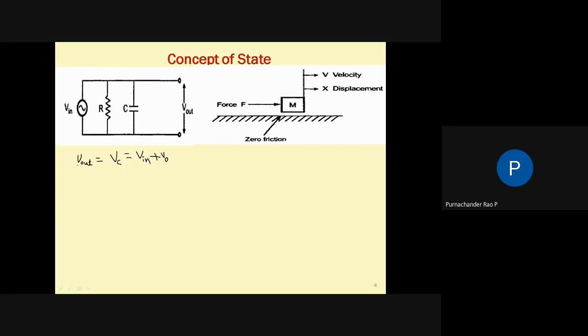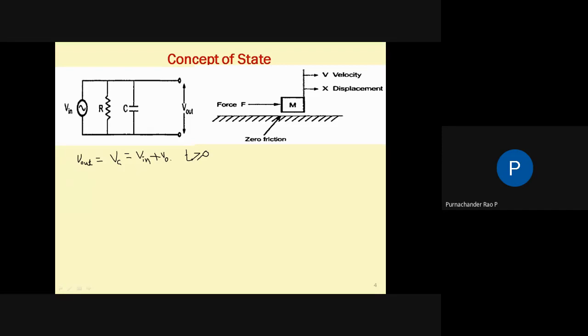So your output will vary with respect to time, for t greater than or equal to 0, as the time progresses. So your input alone is not giving the output voltage. If there is no initial voltage across the capacitor, then your output will be equal to the input, and you can find the transfer function as V output divided by V input. So directly you are getting a transfer function.